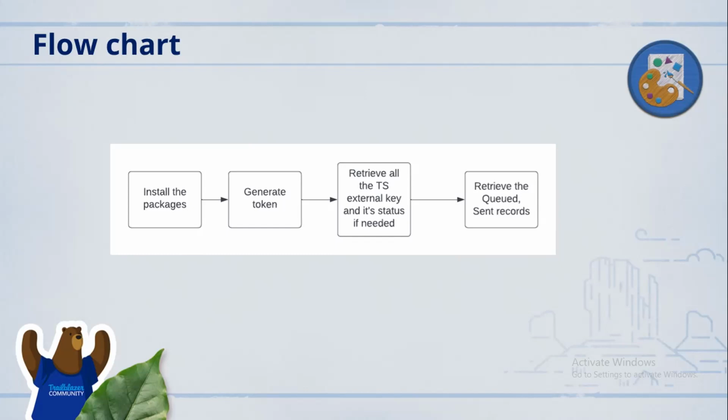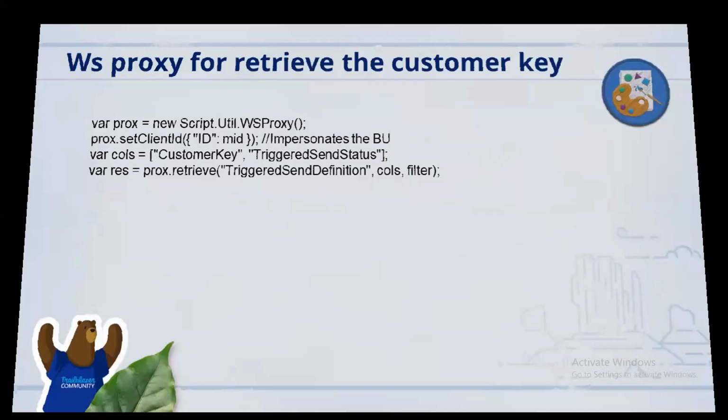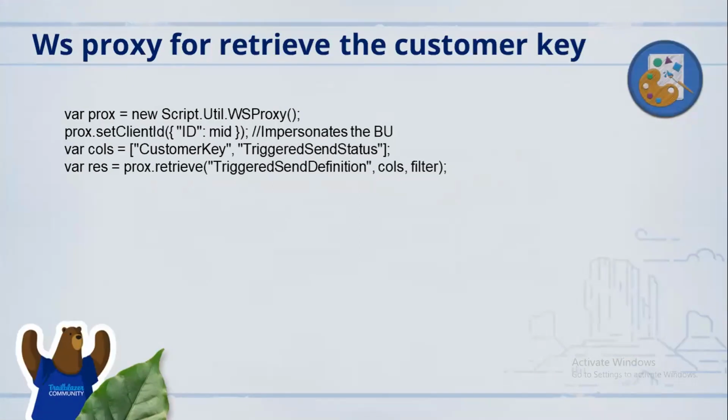Presently, I'm going to show how we can get the triggers and customer key. If we are not monitoring a specific trigger send, and we want to monitor all the trigger sends, how do we get them? Assume we went to a new or existing client, and it's too hard to pick all the triggers and external keys. So to retrieve the triggers and external key, here are the WS proxy details.